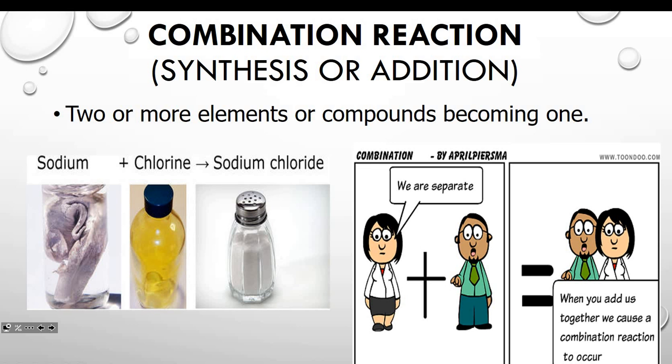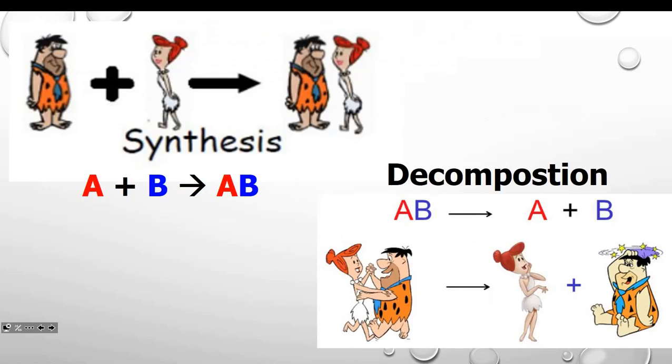So they're separate, and then you put them together. So 2 or more elements that combine to become one. That's what synthesis or combination are. Another way to look at it, putting it together.